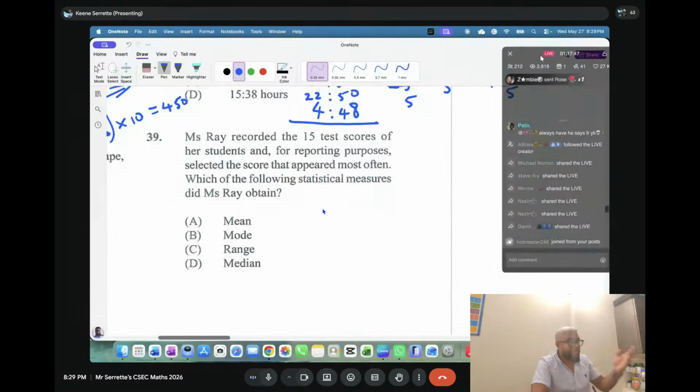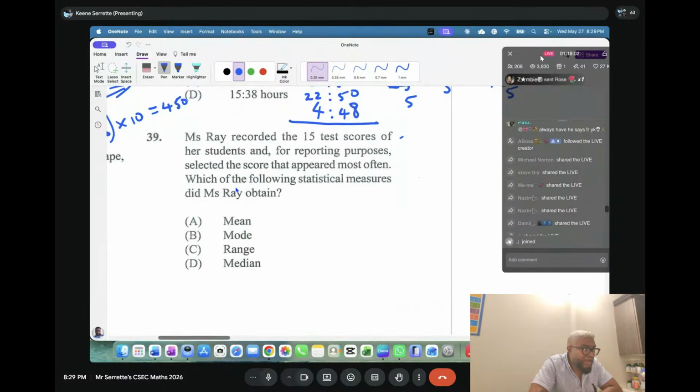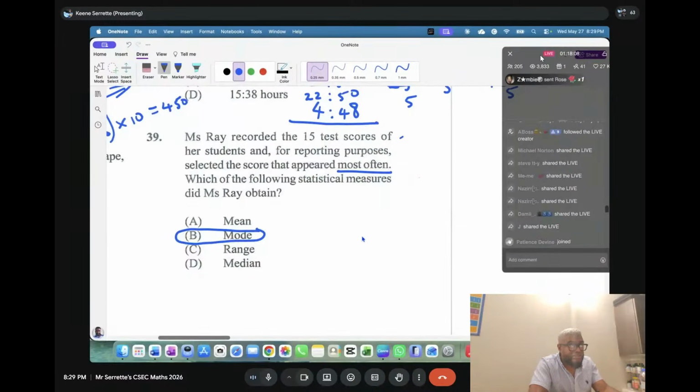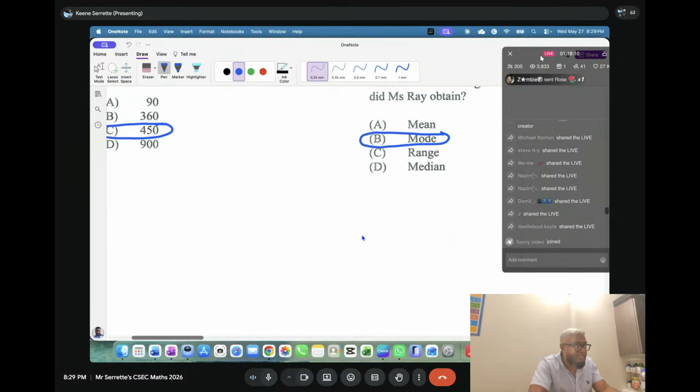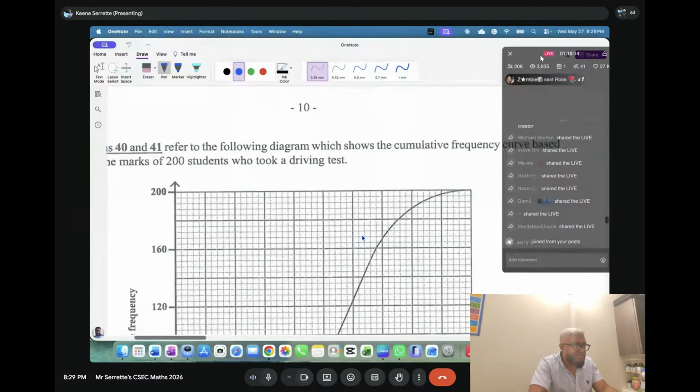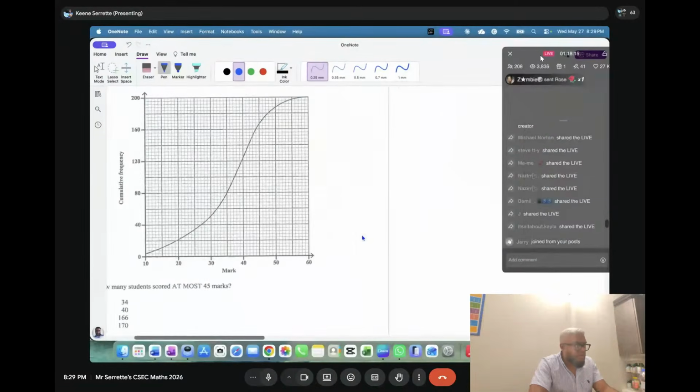This is a repeat here, but still read them, please, guys, because these repeats, you never know. So this one is mode. Sometimes it can be median. Right, mode, because they only want most often, the one that appears the most. Share the live, like up the live, please.